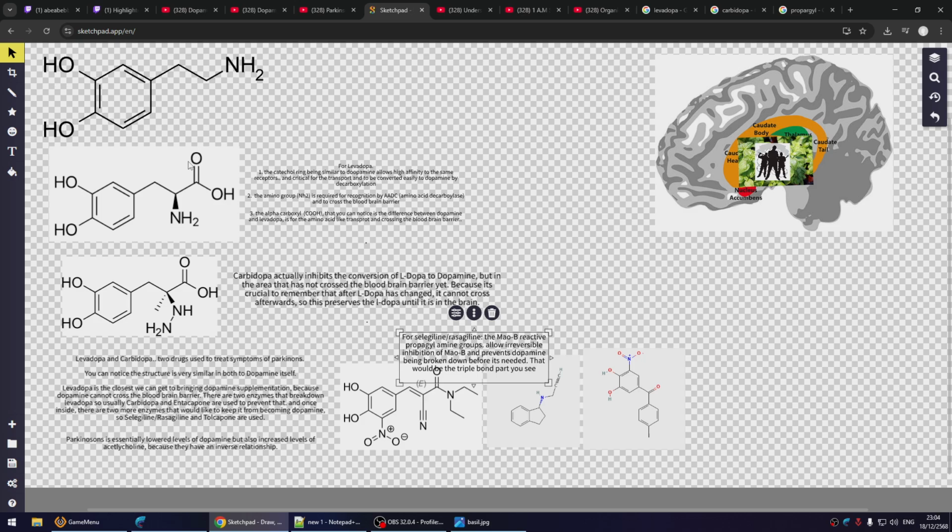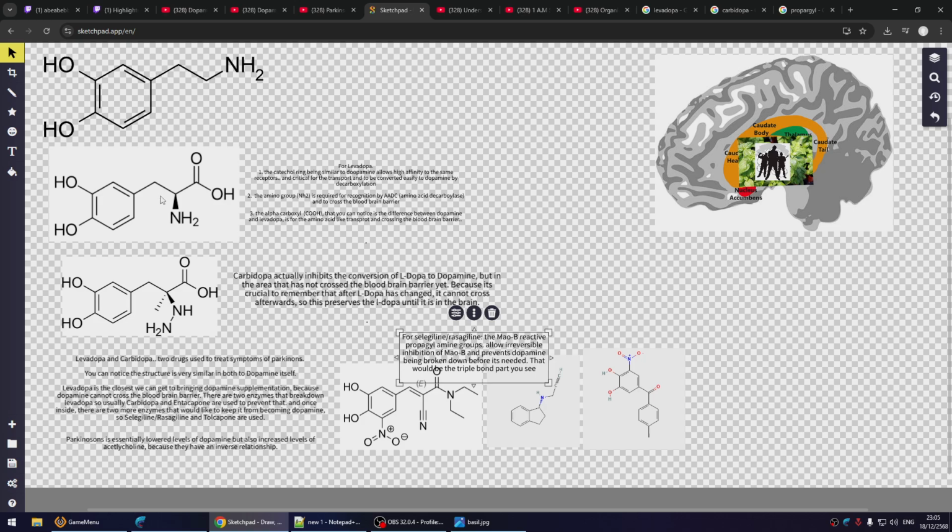So in clinical use, there's levodopa, which you'll notice is dopa. It's very similar in structure. The nitrogen's here, and there's a carboxylic acid. The catechol ring, being similar to dopamine, allows for high affinity to the same receptors, and is critical for the transport and for being converted easily to dopamine by decarboxylation. So the catechol ring, right? The 6 carbon ring with 2 adjacent alcohols, very similar.